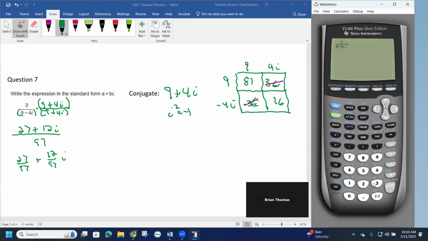But if I do type it as 3 divided by 9 minus 4i, if I treat it as a division problem, yeah, like I said, I was much quicker without the calculator. So math, fraction. So it does do it that way. So yeah, you have to play with it on the calculator, but notice how for me it was probably just quicker to multiply by the conjugate and do it that way.